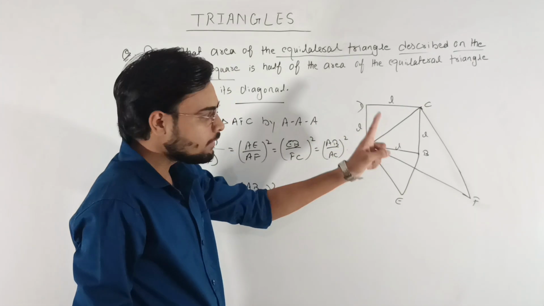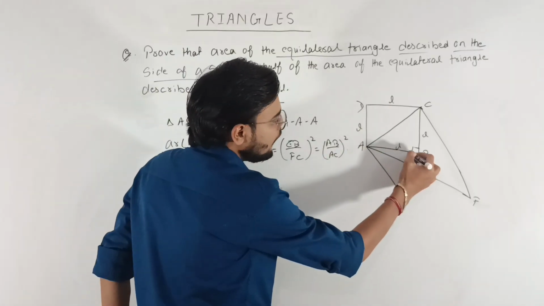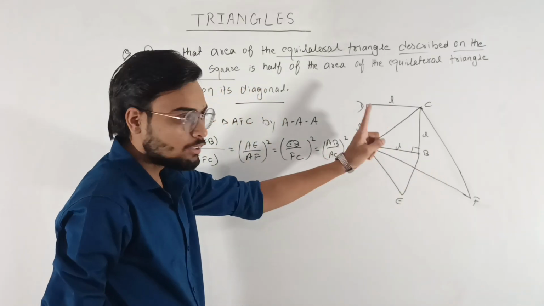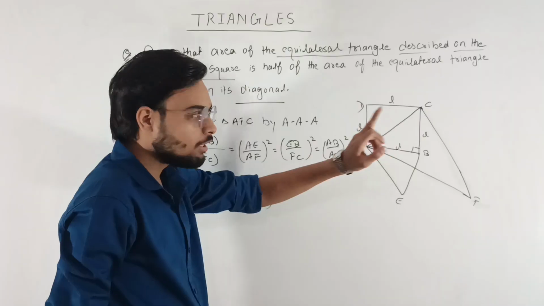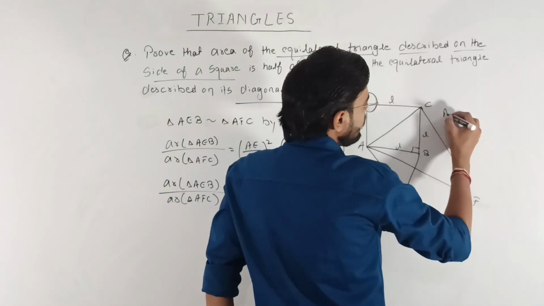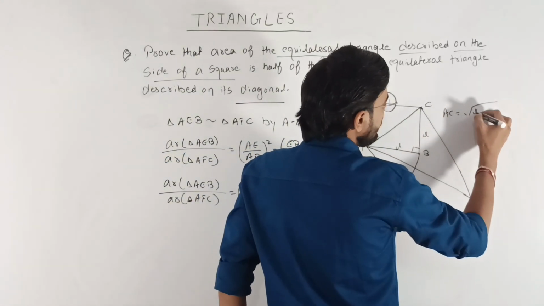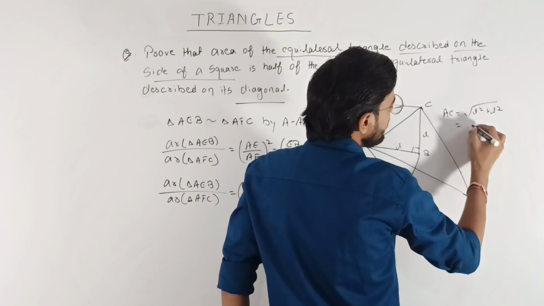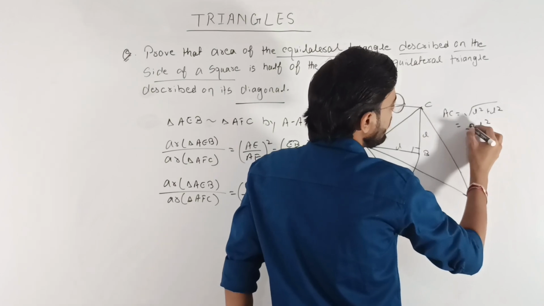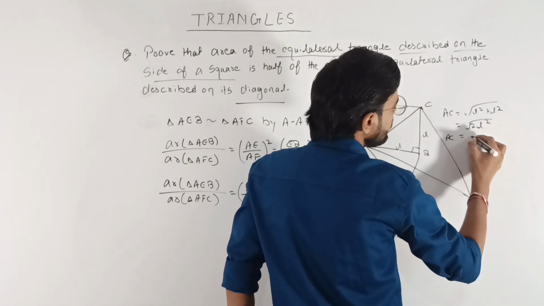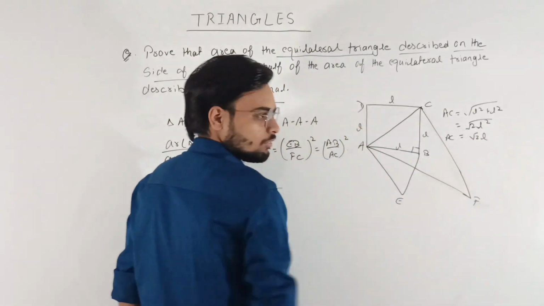Now look how we find AC. All angles of a square are 90 degrees. Then by Pythagoras theorem, h square is equal to p square plus b square, which means AC is root over L square plus L square. Then this will become 2 L square under root. So AC is root 2 L.